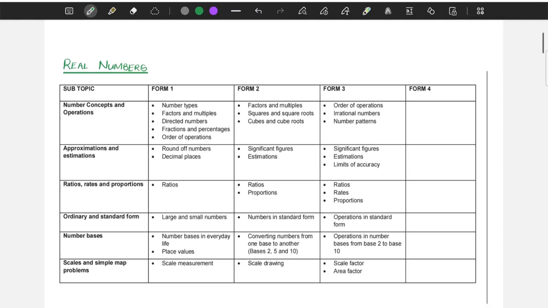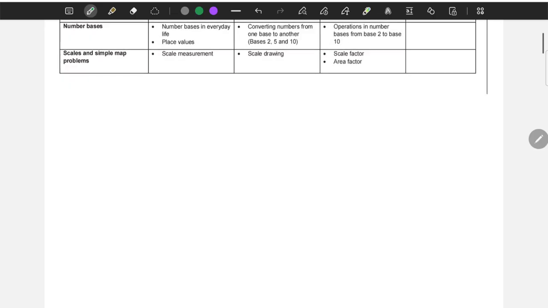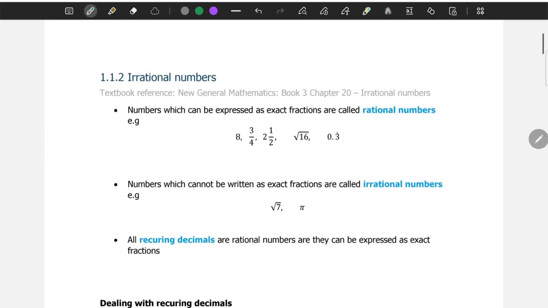Hello. So continuing with the topic on real numbers, which is the first topic in the O Level Maths syllabus, we're going to look at the subtopic of irrational numbers. Part of this can be found in the New General Mathematics textbook, book 3, chapter 20. Numbers which can be expressed as exact fractions are called rational numbers.